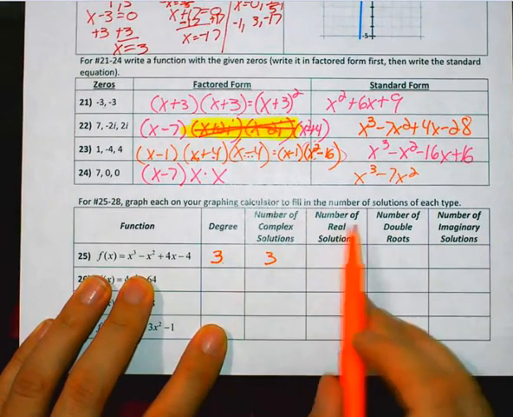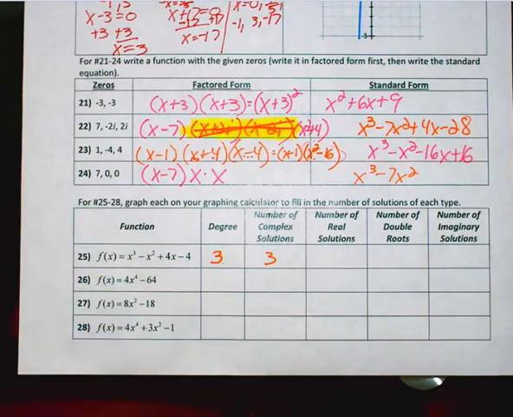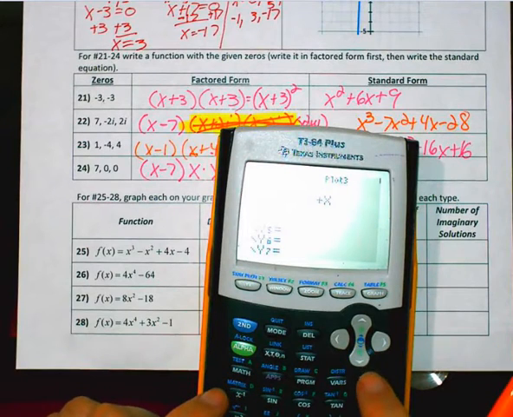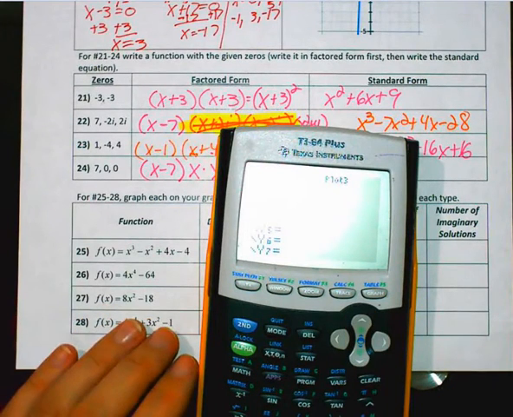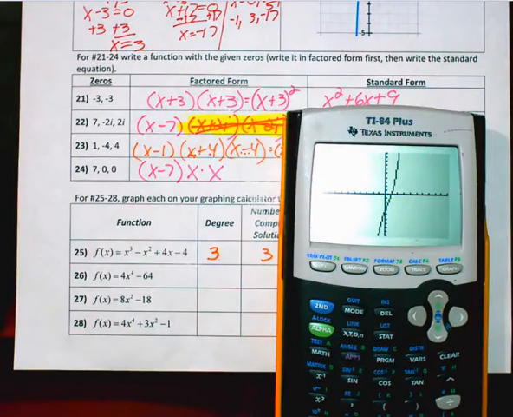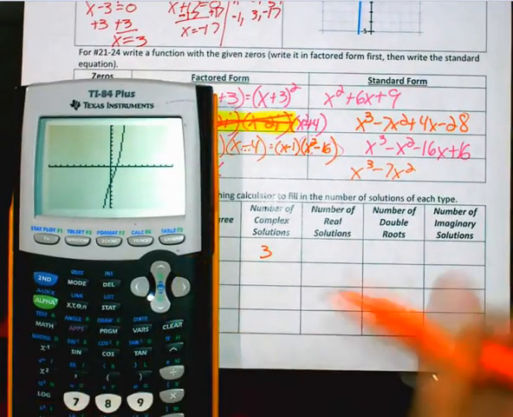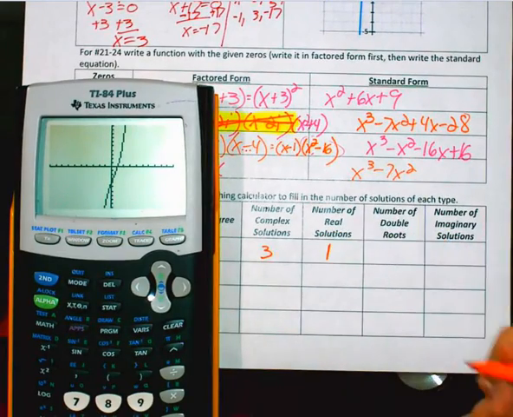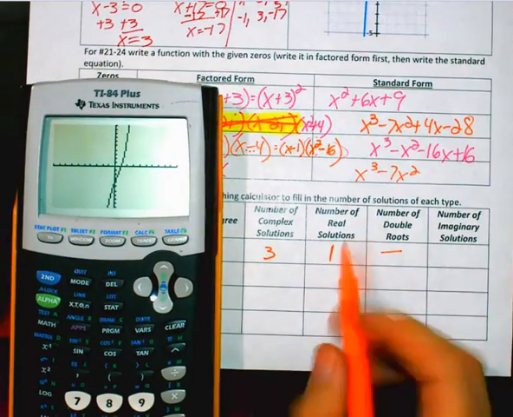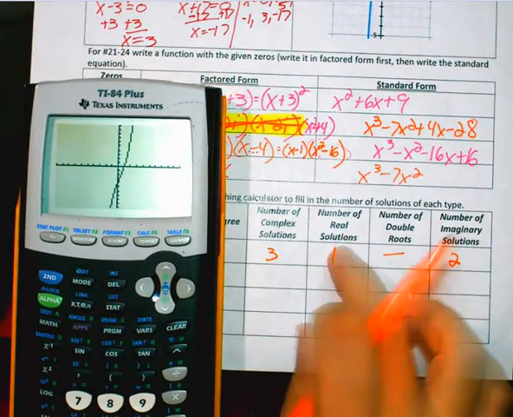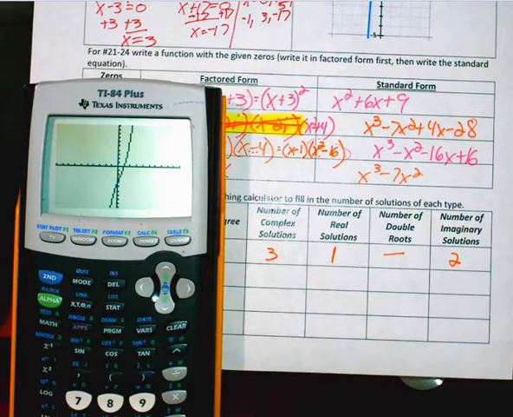Now, in order to find out if they're real, double roots, or imaginary, that's when we need to put that into the calculator. Let's go ahead and get your calculator out and plug that into the calculator. Okay, so we know we need 3 solutions. So we see that there's one solution that is a real solution, where it's going through the x-axis. So I have one real solution. There are no double roots, which means I need a total of 3, which means I have to have 2 imaginary, because the imaginary plus the real should add up to the total complex numbers.